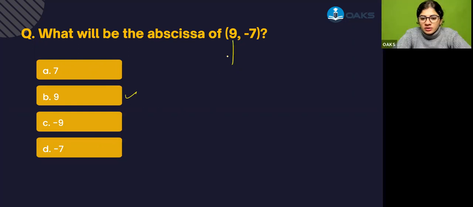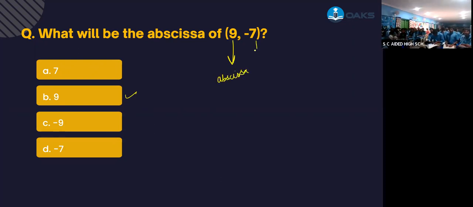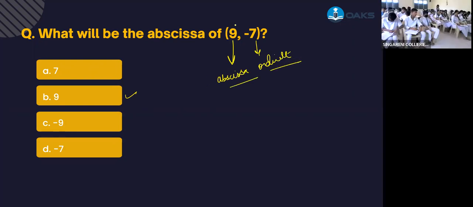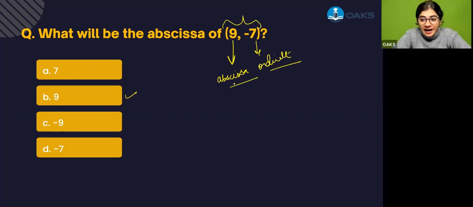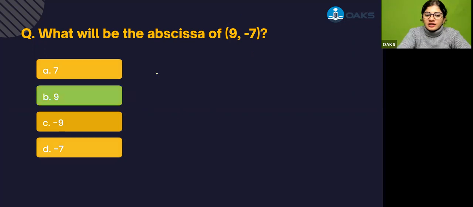Okay, what will be the abscissa of (9, -7)? C, madam. You are saying B? This one, right? Okay, you can sit down. So you all know that this is the abscissa and this is the ordinate, right? So abscissa of this point will be 9 only. So B is the correct option.